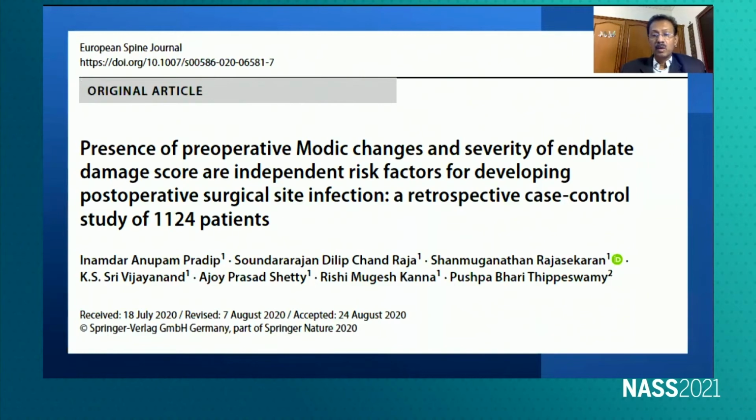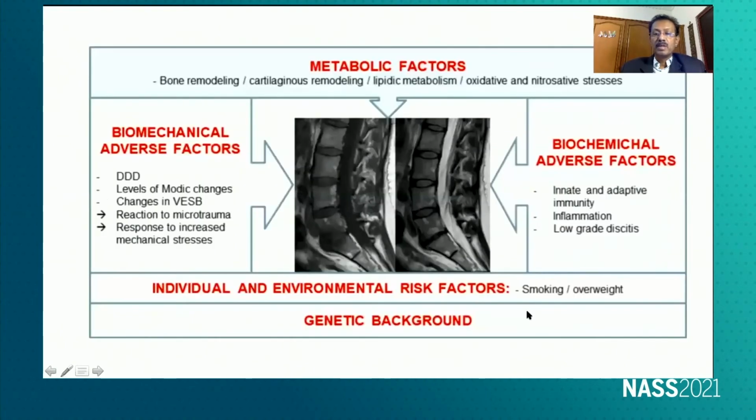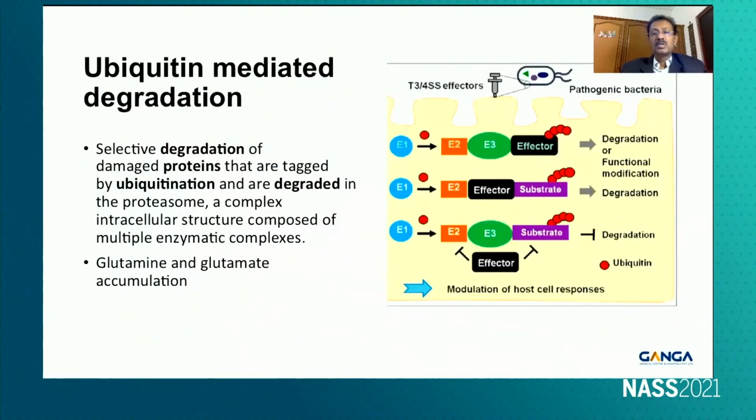As I told you, we already proved that there is a high infection rate and poor ODI in patients who underwent surgery. And we analyzed by proteomics and amino acid analysis that this could be because of inflammation and infection. Now we know that in the onset of degeneration, there are mechanical factors, genetic background, and individual and environmental risk factors. But it is also increasingly being found that innate and adaptive immunity, low-grade inflammation, and low-grade subclinical infection are part of this whole process.